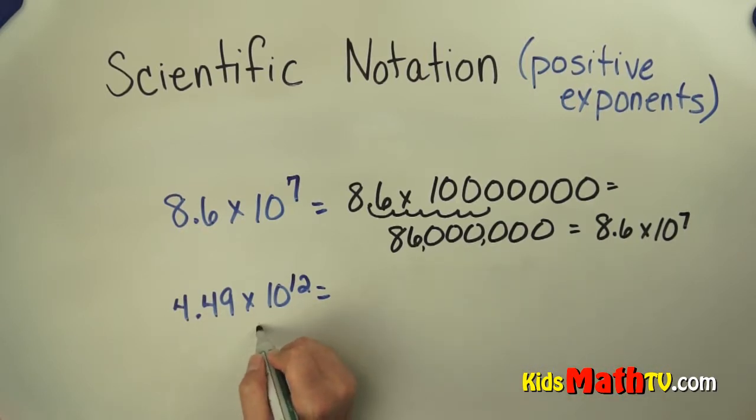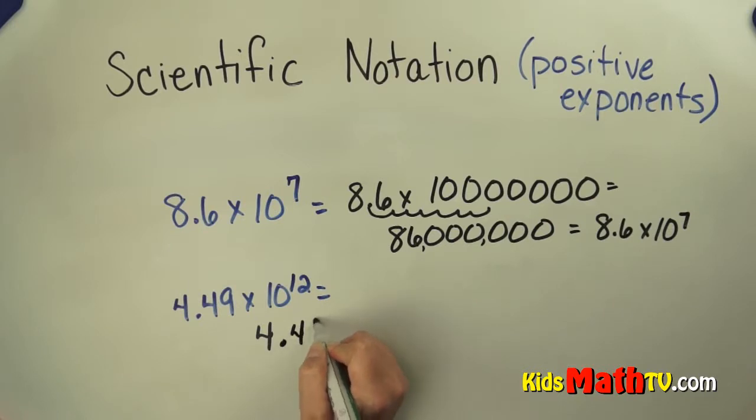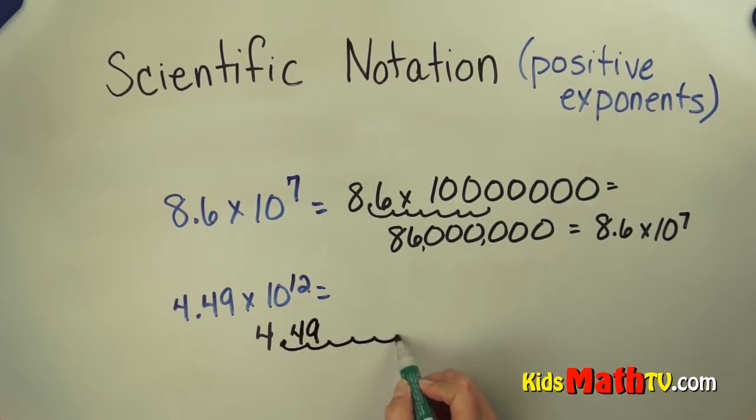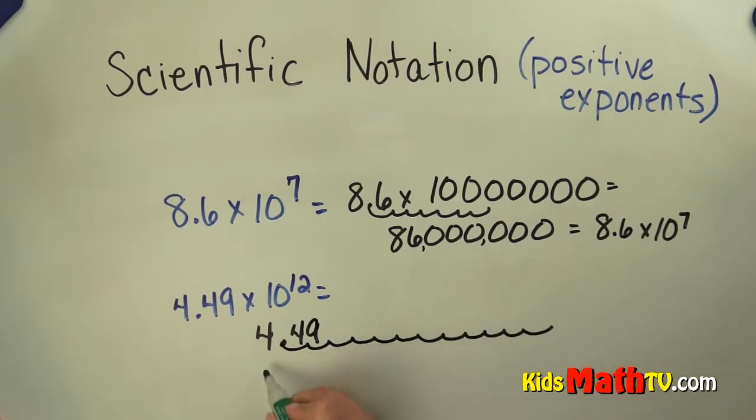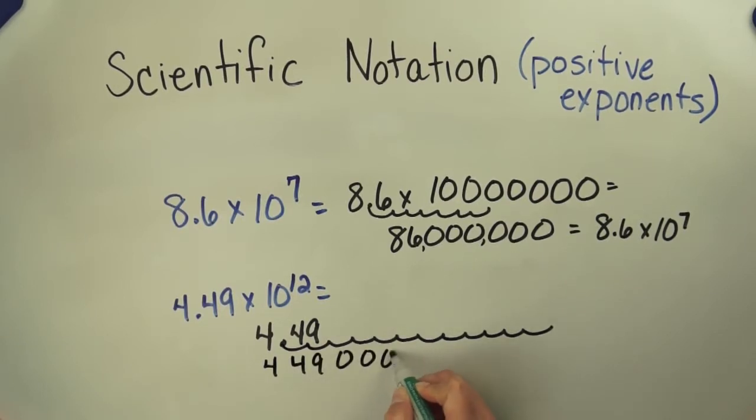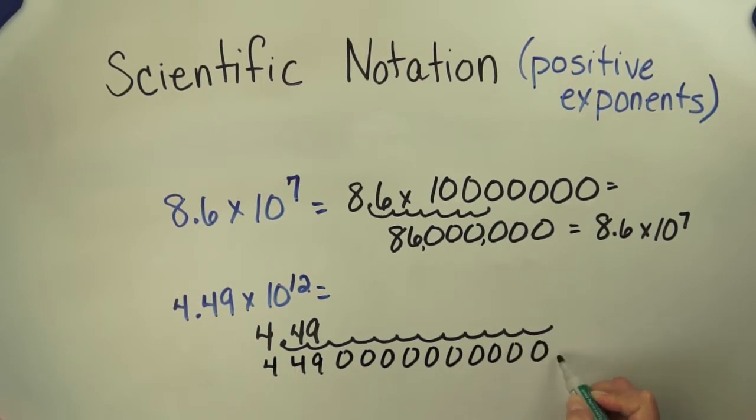So I'm going to have them do it down here. 4 49/100. Move it to the right. 1, 2, 3, 4, 5, 6, 7, 8, 9, 10, 11, 12. Gives me 4 4 9 0 0 0 0 0 0 0 0 0 0. That's where my decimal goes now.